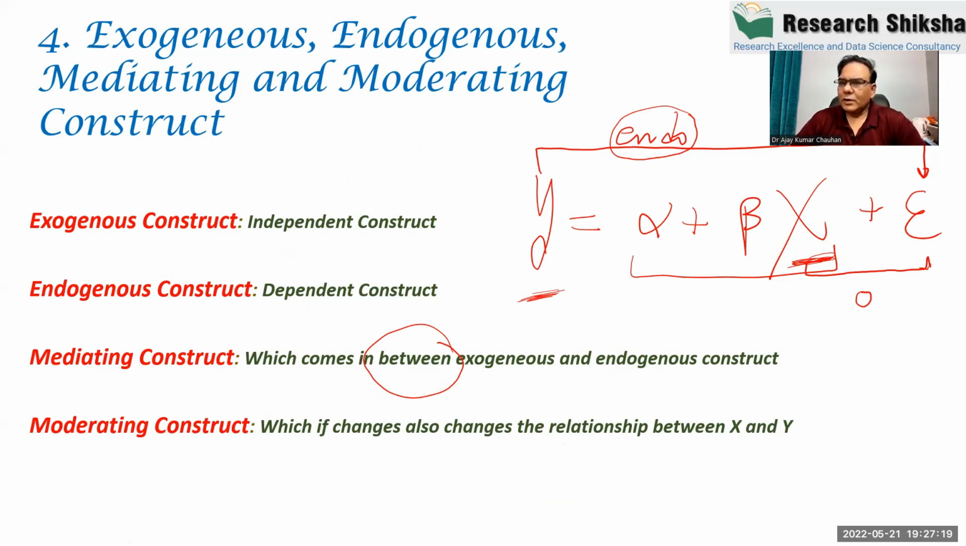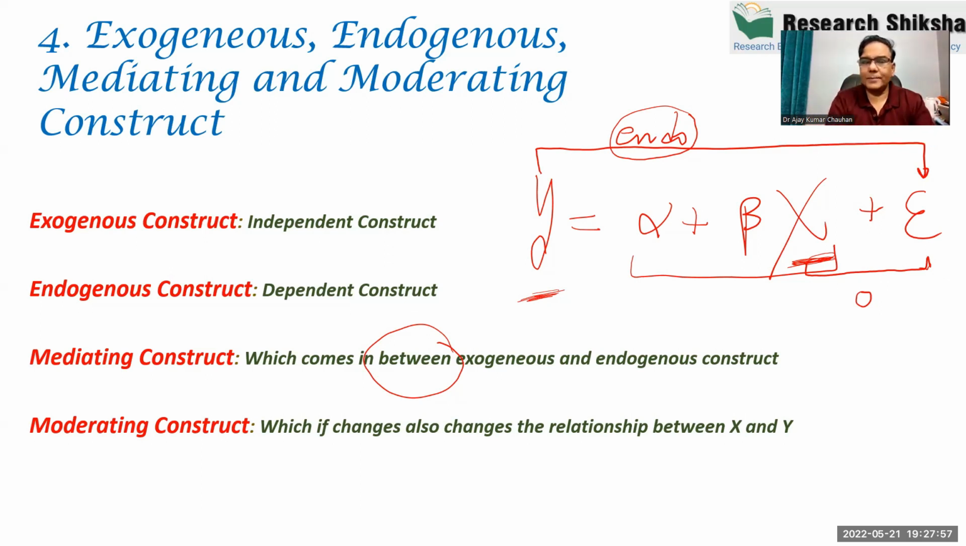Whenever you find out the cause and effect relationship, like X causing Y, so dependent variable is called endogenous, independent is known as exogenous, and the construct which comes in between exogenous and endogenous is called mediating. And if the relationship between X and Y is changing because of other construct, it is called moderating. So this concept, I know that most of the people have confusion.